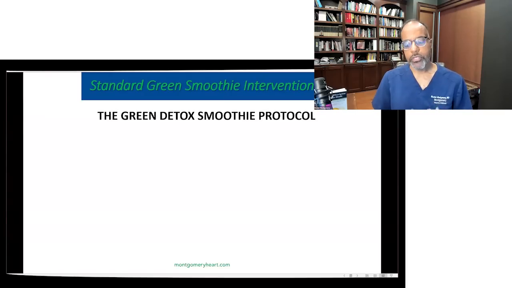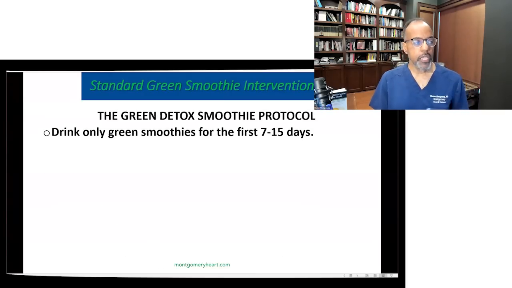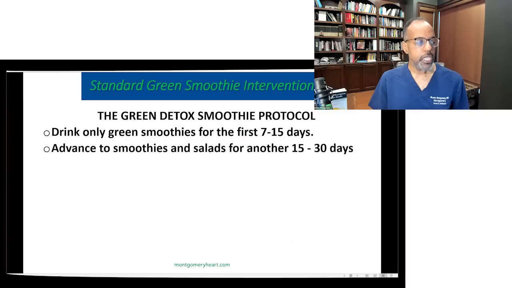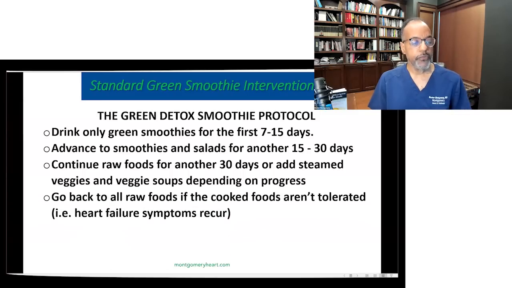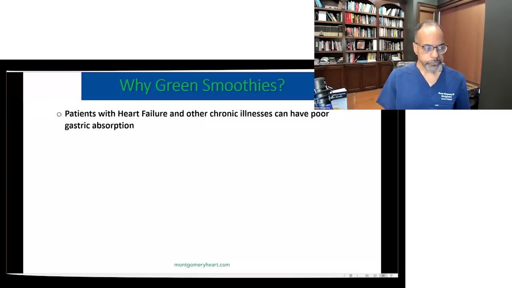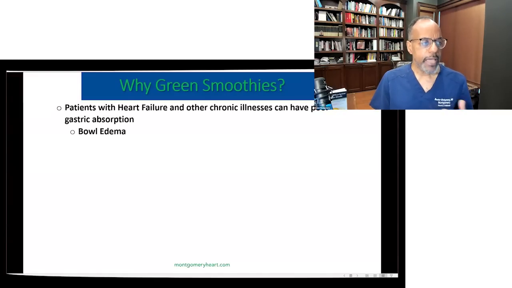So what's the protocol? A patient comes in with decompensated heart failure. We may have them on green smoothies only for 7 to 15 days. We may advance them to salads within that time period, and it fluctuates depending on how the patient is doing. They'll continue raw foods for another 30 days, and we may add some steamed veggies in the form of soups or boiled veggies. And if they regress, we go back to raw plant foods and give them more raw detox over time.